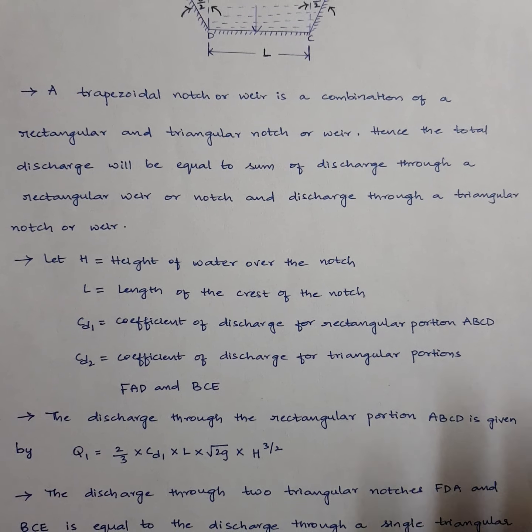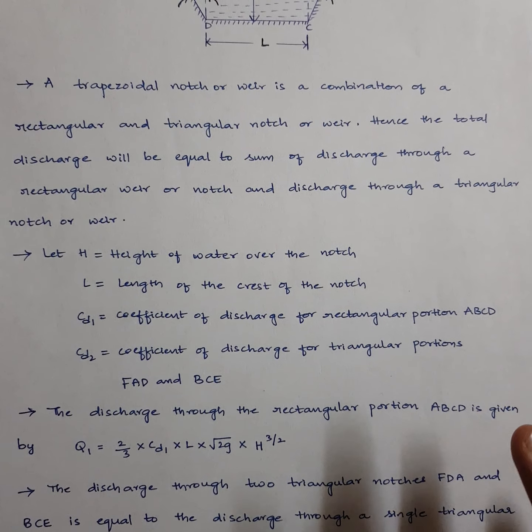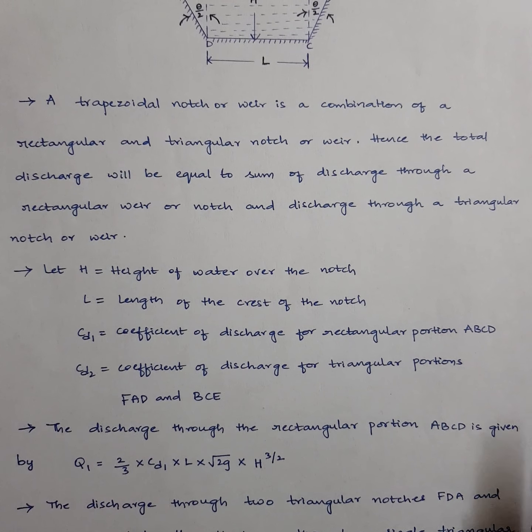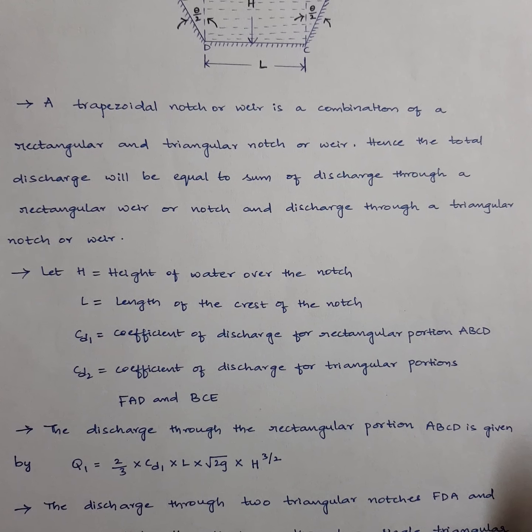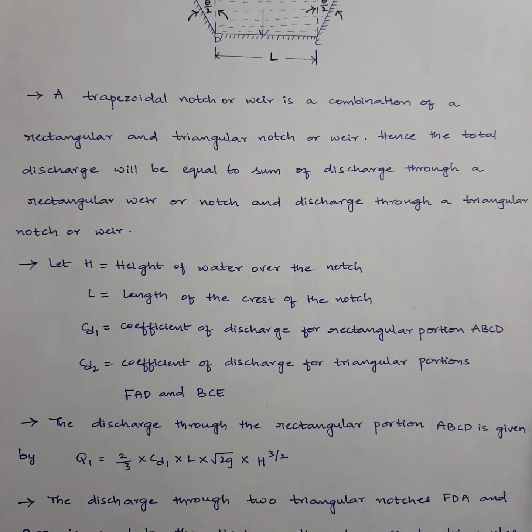But remember, it may not be CD1 and CD2 all the time. Why? Because we generally make the trapezoidal notch with the same metal, so we can expect the same coefficient of discharge. But let's assume for the time being that they are different. We are trying to combine a rectangular and a triangular notch. Hence, let's say that there is CD1 and CD2.